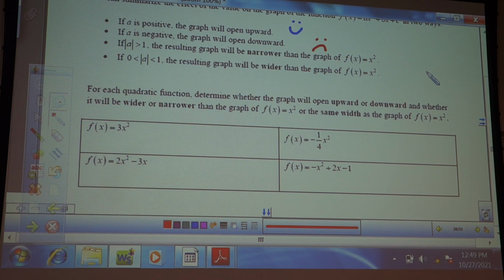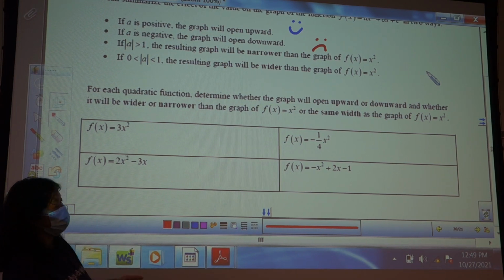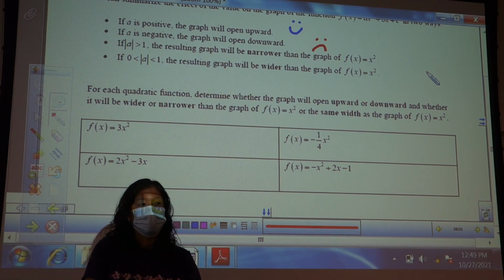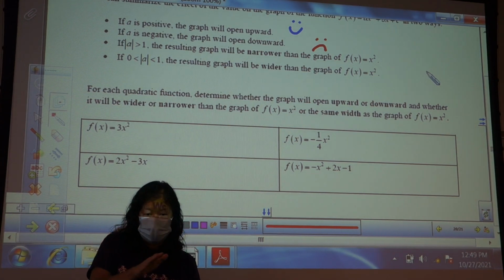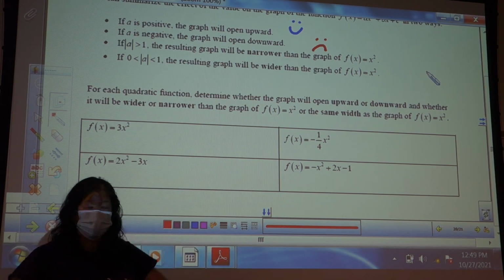If the absolute value of A is bigger than 1, it's going to be narrower. And if the absolute value of A is less than 1, between 0 and 1, then it's going to be squished down to be wider.